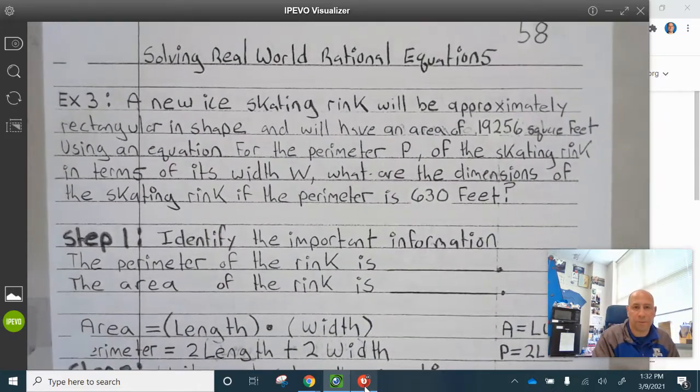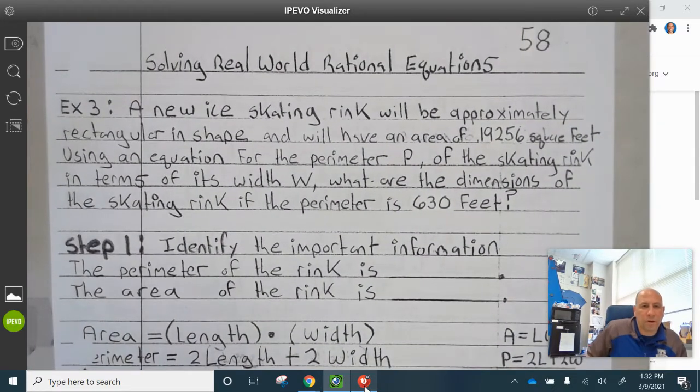All right, example 3. A new ice skating rink will be approximately rectangular in shape and will have an area of 19,256 square feet. Using the equation for the perimeter P of the skating rink in terms of its width W, what are the dimensions of the skating rink if the perimeter is 630 feet?